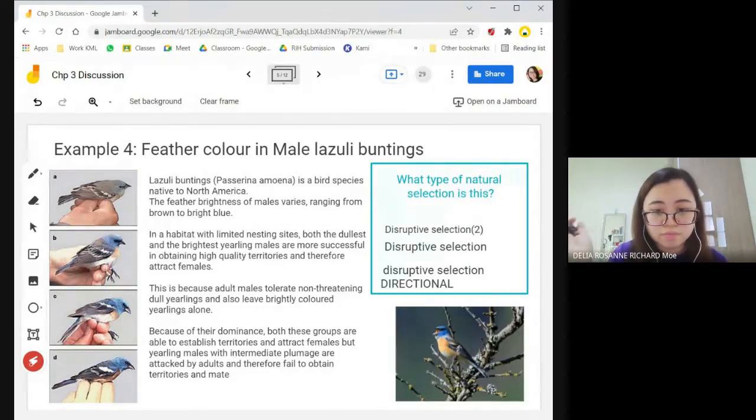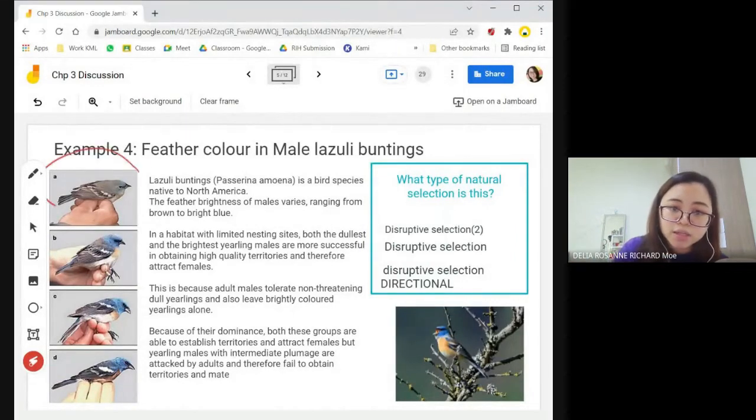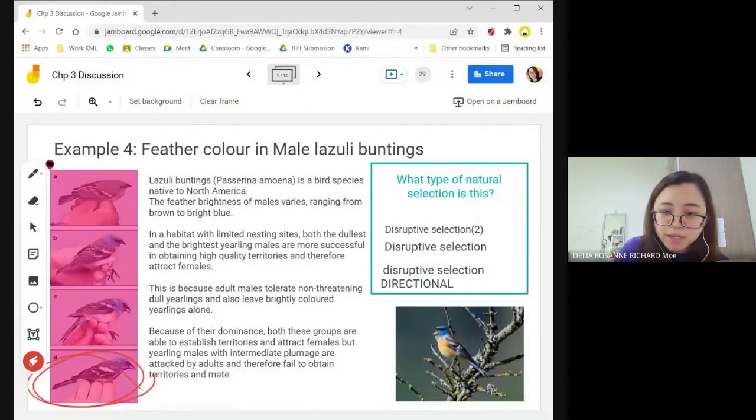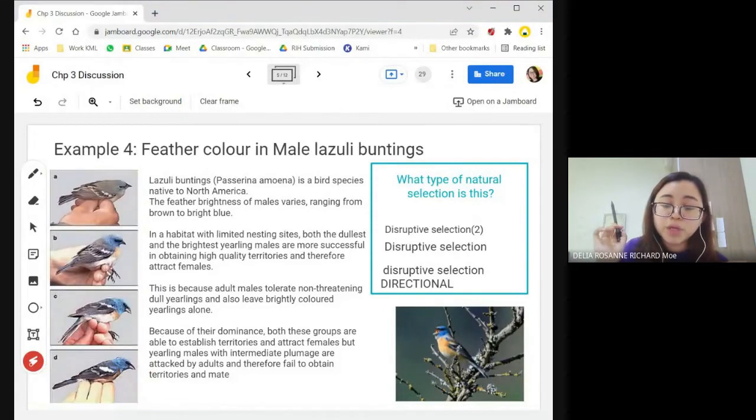Because this happens, both these groups, meaning the dull colored birds and the very bright colored birds, will be able to establish territories and attract females because they are not bullied by the older bird. They have their own kawasan. The female birds will be like, oh my gosh, you have a house. Ooh, come, let's make baby. And therefore they are able to make more offspring. That is the explanation for this text.